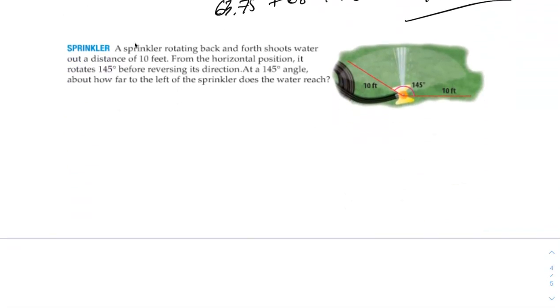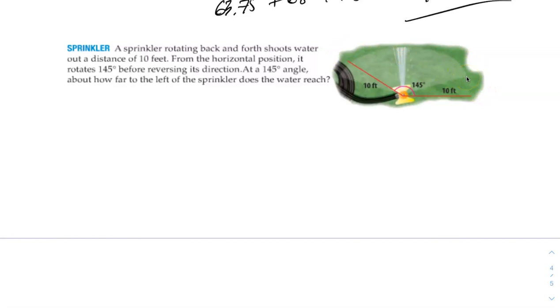Next one's more fun. A sprinkler rotating back and forth shoots water at a distance of 10 feet. So you see 10 feet in either direction. From the horizontal position, it rotates 145 degrees. So it goes from here to here, so 145 degrees, before reversing its direction. So it goes 145, stops, goes 145, stops. At a 145 degree angle, how far to the left do the sprinklers of water reach? So how many feet does this go across?